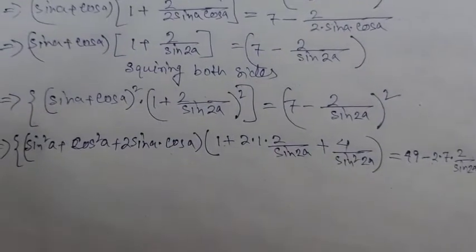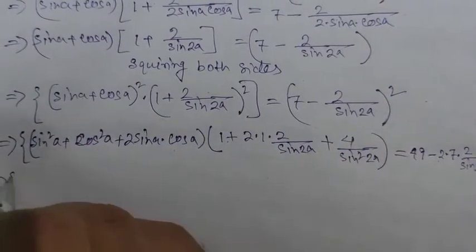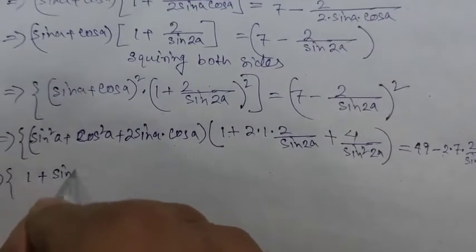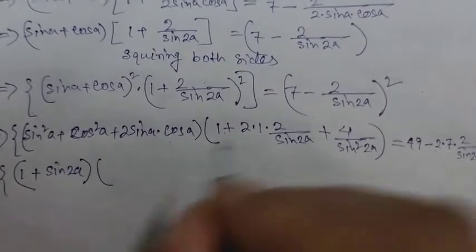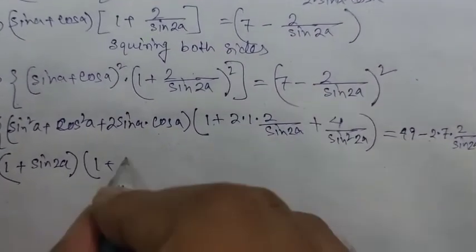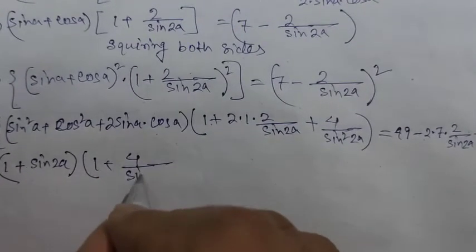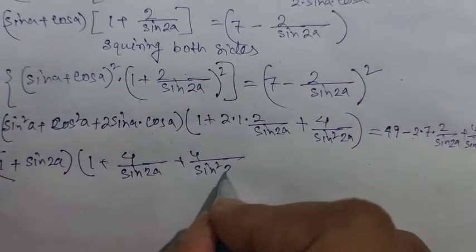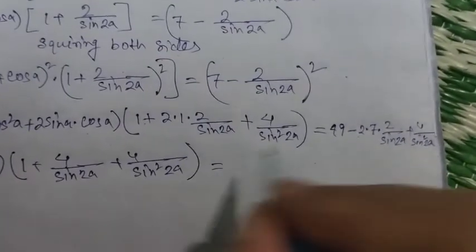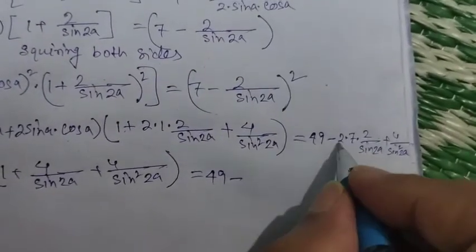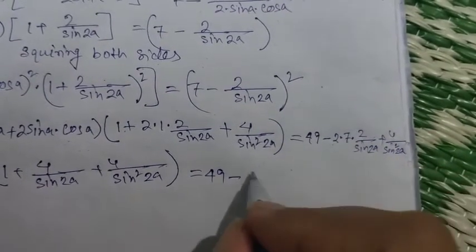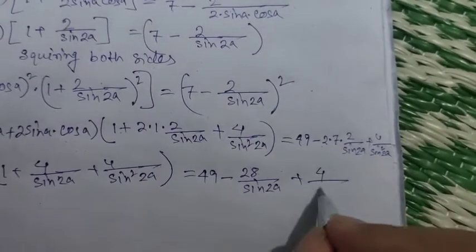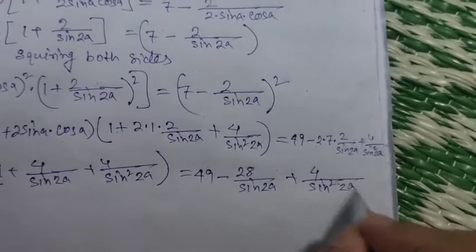Now next what to do? Sin square A plus cos square A, here we will get 1 plus 2 sin A into cos A, we will get sin 2A, and here 1 plus 2 twos are 4 by sin 2A, we will get plus 4 by sin square 2A, equal to 49 minus 2 into 7 into 2, 28 by sin 2A plus 4 by sin square 2A we will get.